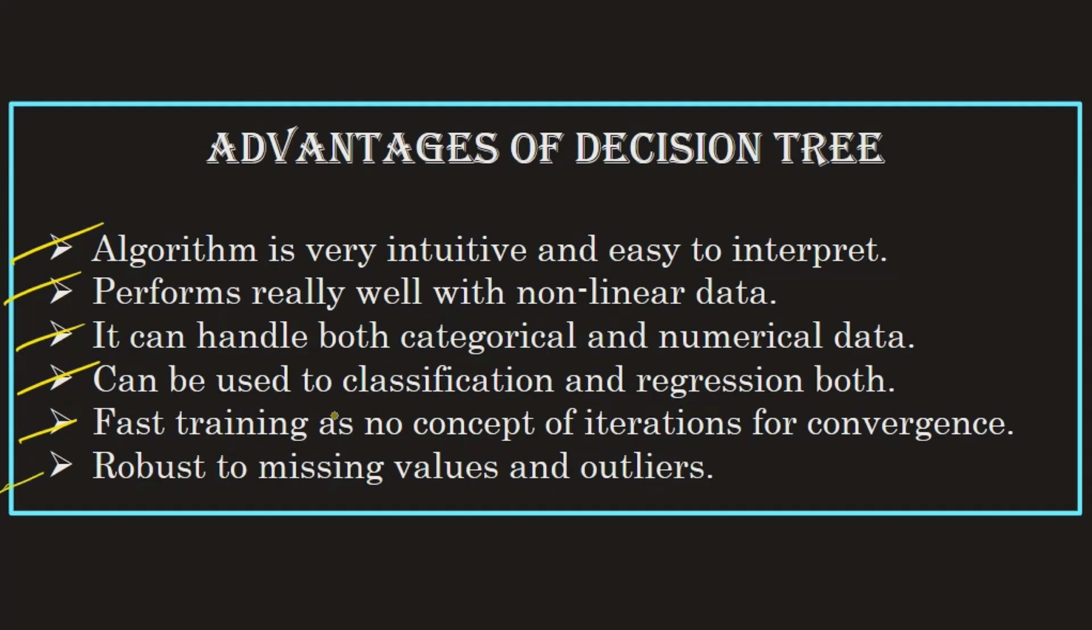And finally, it is robust to missing values and outliers. Previously we have seen how other algorithms like linear regression, logistic regression, or KNN suffer due to outliers or noise within the dataset. But comparatively, decision tree will perform really well in case of outliers.